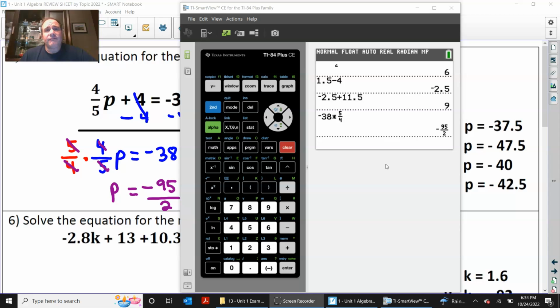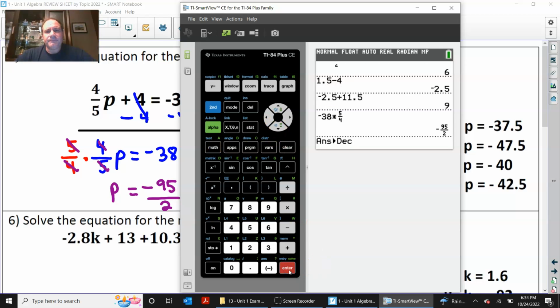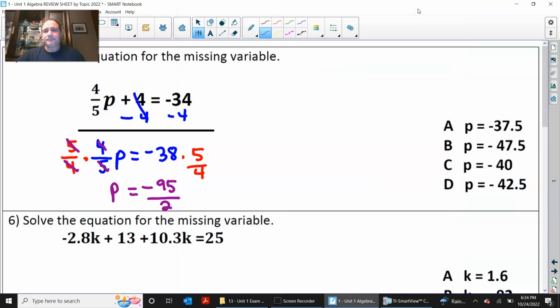Right, so we have negative 95/2, and one of these choices is the same as that, but we're talking about choices that have all decimals. So there's one or two things that you could do. You could press the math button, go down to decimal and then press enter, and convert your answer into a decimal. You get negative 47.5, or you could just divide negative 95 by 2, and you could get negative 47.5. Either way, negative 95/2 is B. Just remember, if your answers are all decimals, obviously you have to convert that fraction into a decimal.